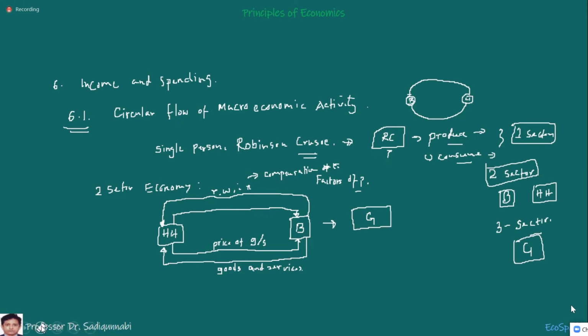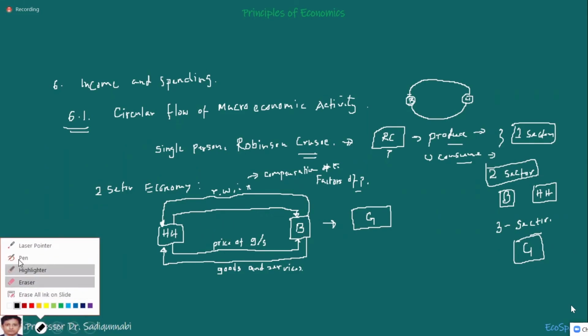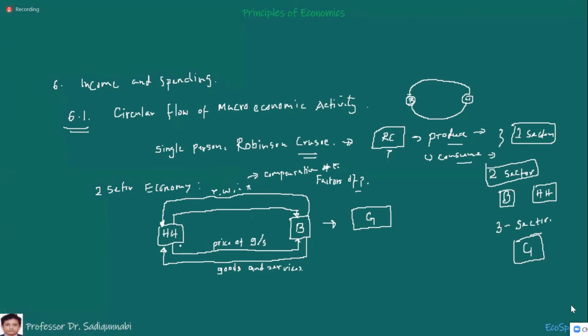Let me place government here, because government is the center, right? Government here. How can the flow go with government? I think through central bank, tax, and service.